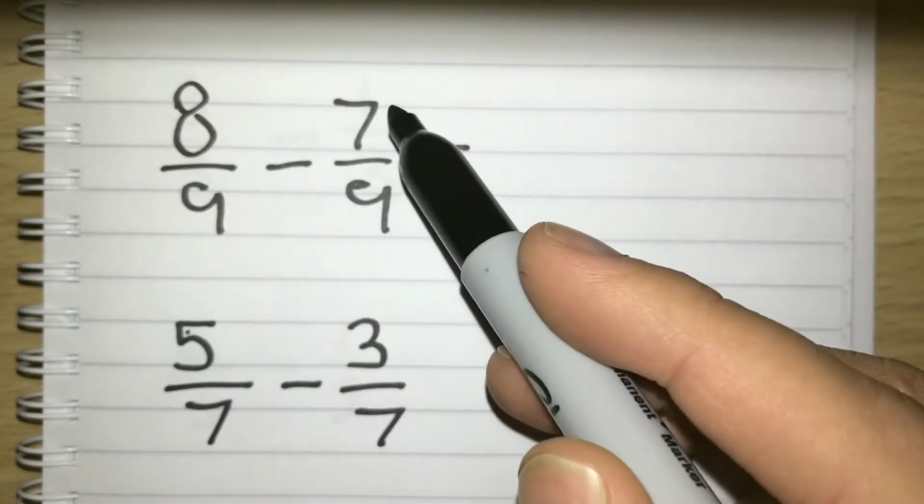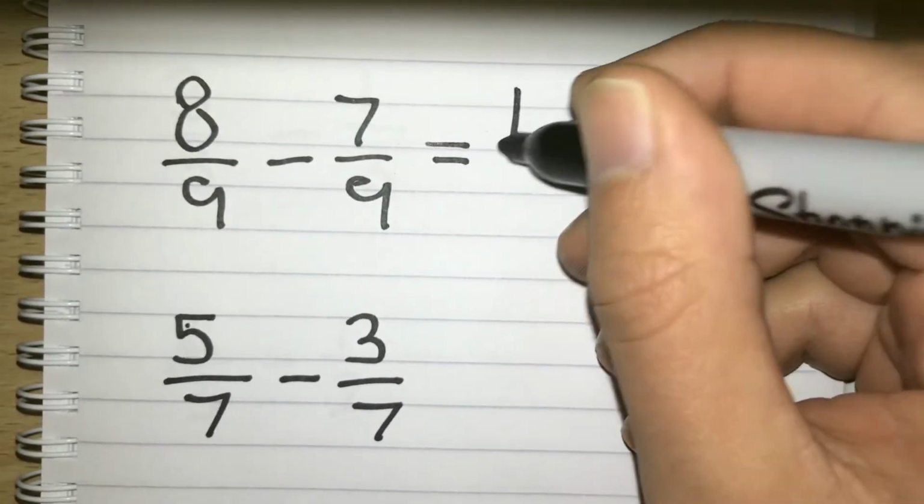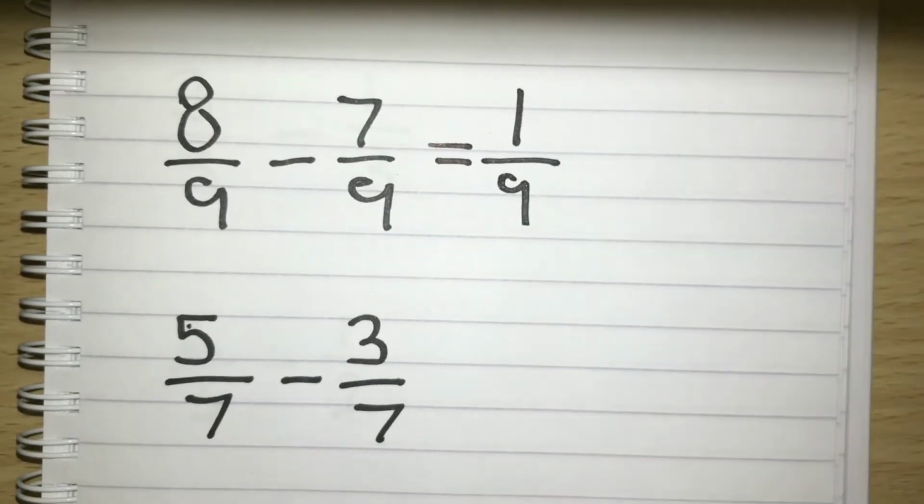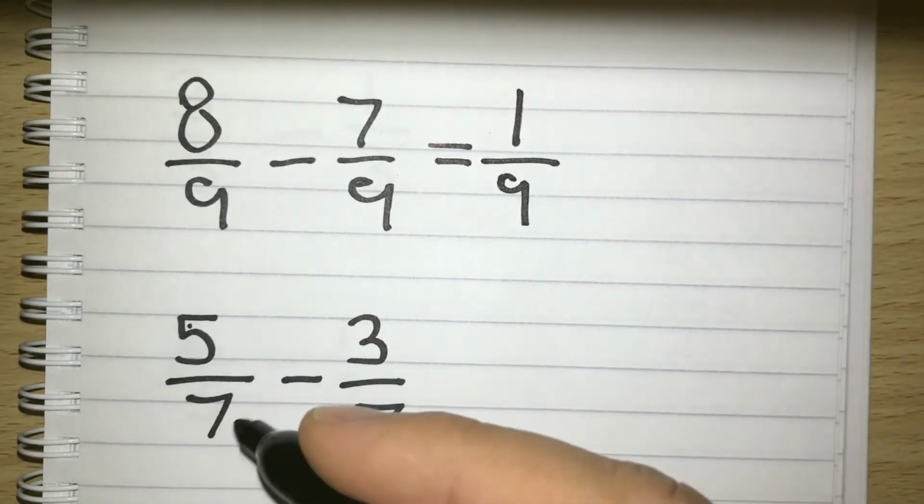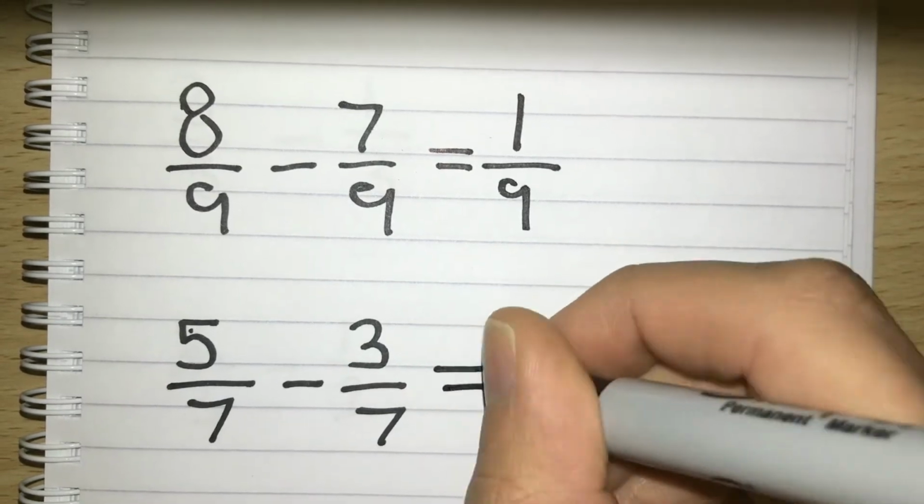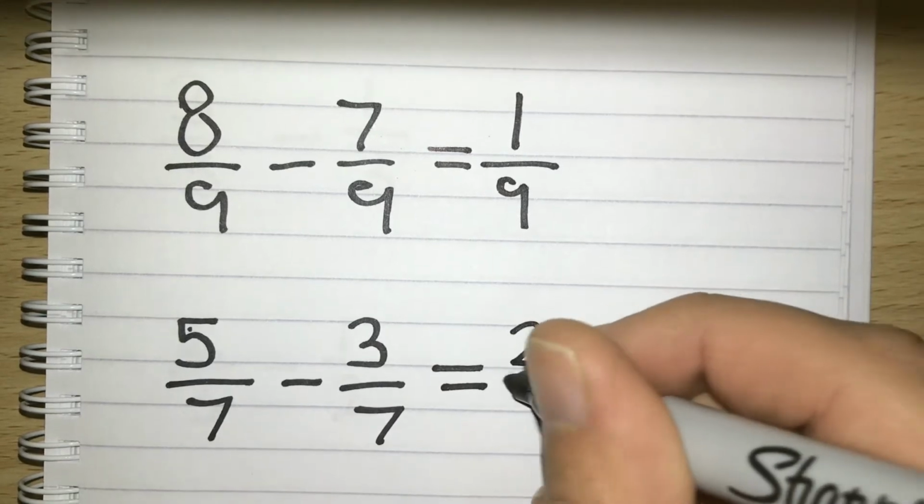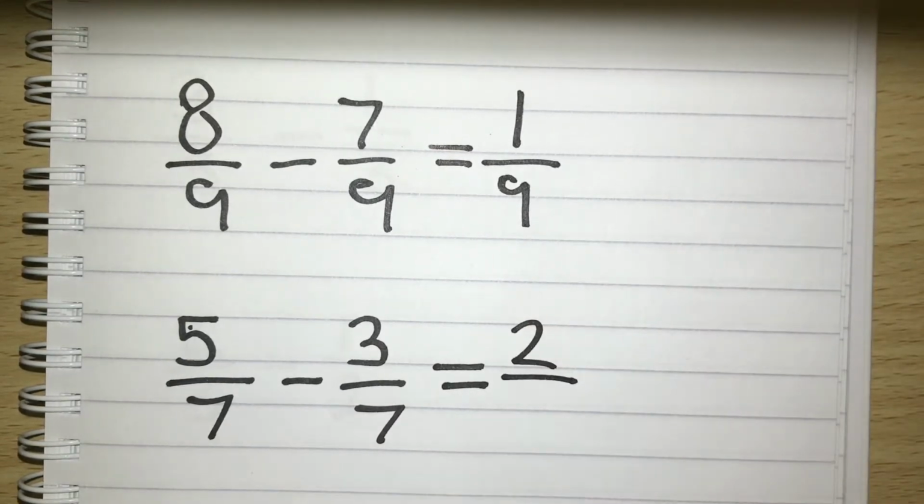So 8 take away 7 just gives us 1. And then our denominator stays the same, it stays as 9. And then again, if we have 5/7 take away 3/7, we go 5 take away 3, which gives us 2. And our denominator stays the same, it stays as this 7.